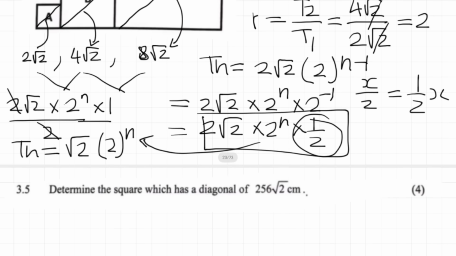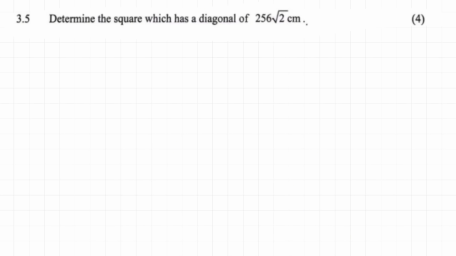Let's move on to the last question. They say determine the square which has a diagonal of 256 root 2 centimeters. So we have squares there. They want the square, because we have square number 1, which is square A, square B, square C. So which square is going to be this one? Since they talk about letters, let's just do it like this. Since we know that the Tn, using our previous question, is the same as root 2 over 2^n. We've proven this in our previous question, just like this.